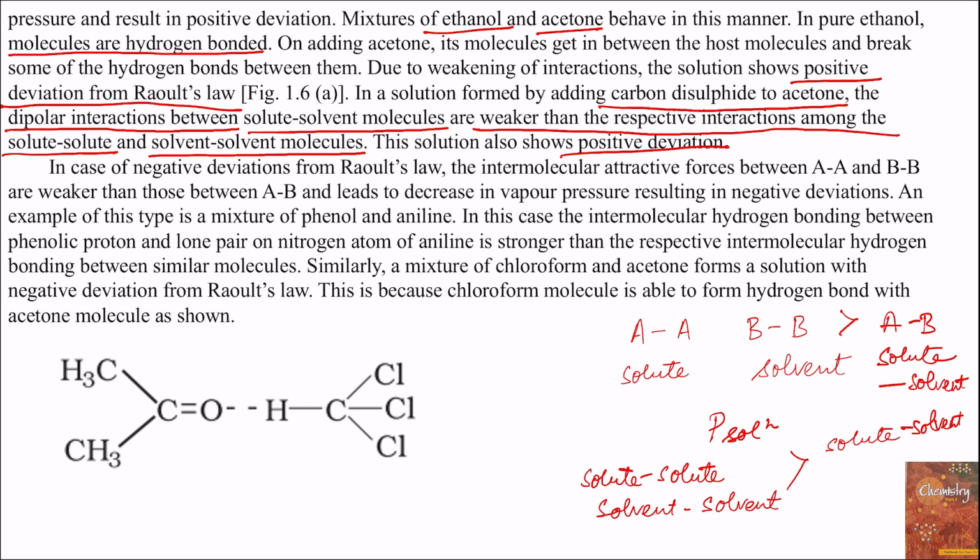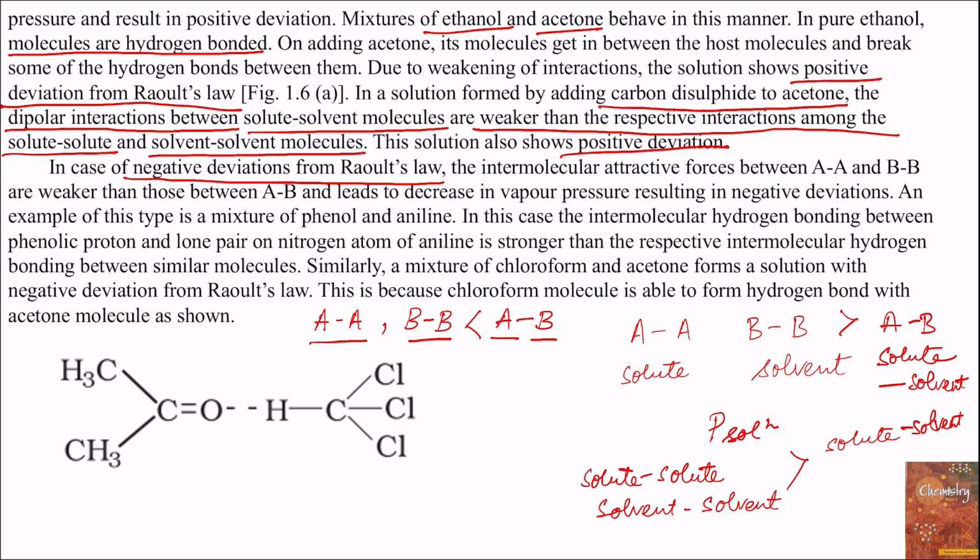Now what happens in case of negative deviation from Raoult's law? In case of negative deviation from Raoult's law, the intermolecular attractive forces between the molecules of A and the intermolecular attractive forces between the molecules of B are less than those between molecules of A and B. Since the intermolecular attractions between the solute molecules and between the solvent molecules are less than the intermolecular attractions between solute and solvent molecules, what happens?